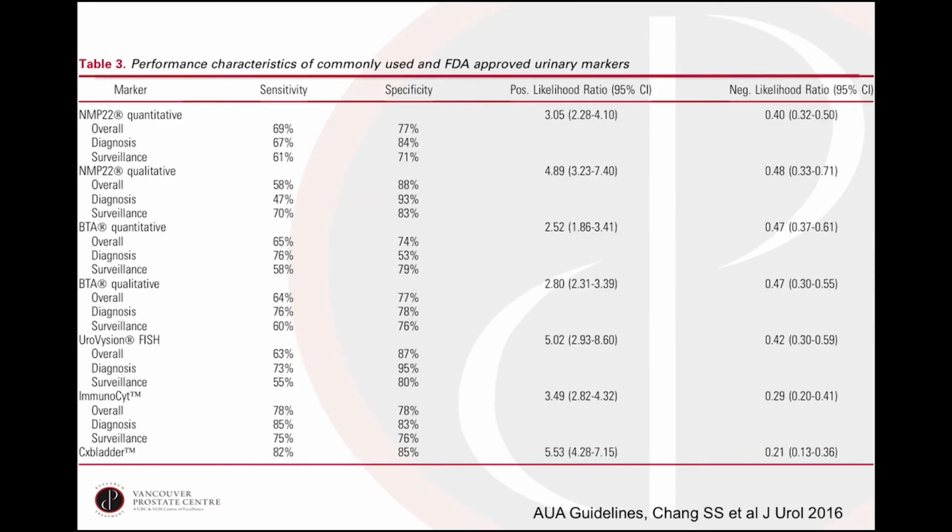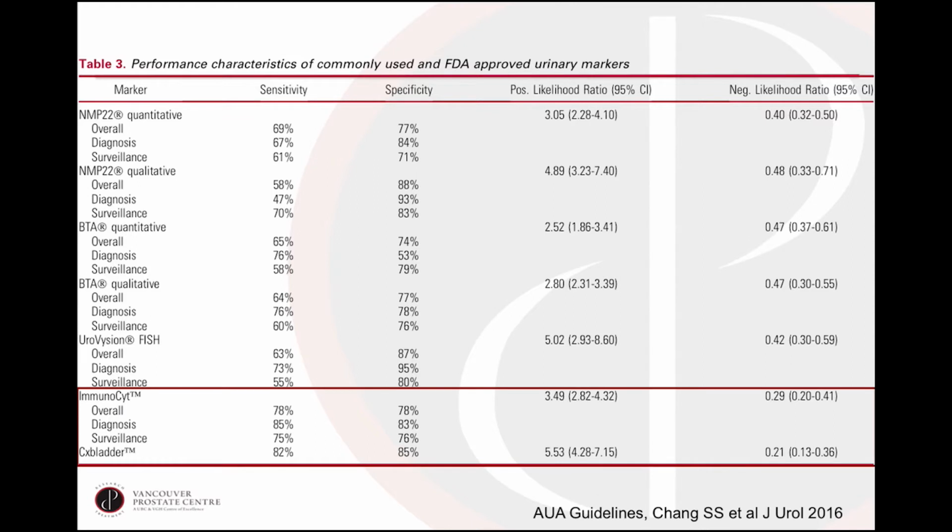So this is from the guidelines, this table. This goes to what Sam was just talking about and lays out very nicely the performance of these tests. There are a lot of numbers up here, but in general, what you see is that the sensitivity of all the tests really is not adequate to allow us to adopt them widely in practice. The tests that come closest are at the bottom there, the ImmunoCyt and the Cx-Bladder, where you have sensitivities around or even above 80% and specificities that are comparable.